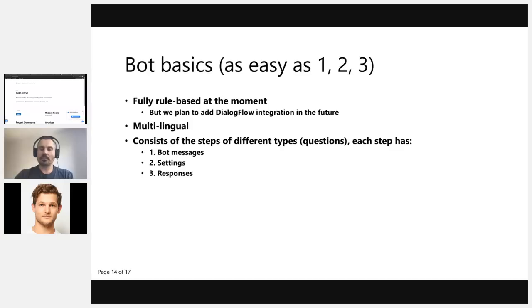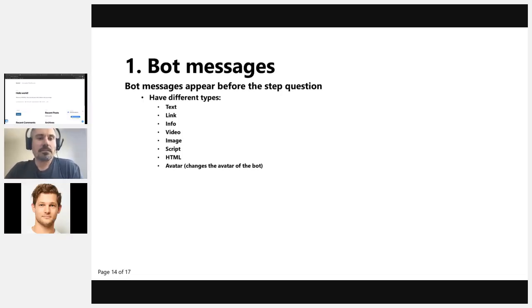So each step consists of three sections or components, subcomponents. Bot messages, settings for that step, and responses. Bot messages. Those are displayed before the step question. For example, if you have, let me open my screen.